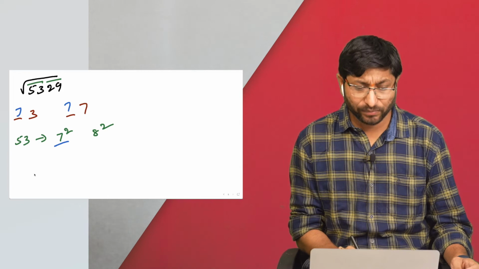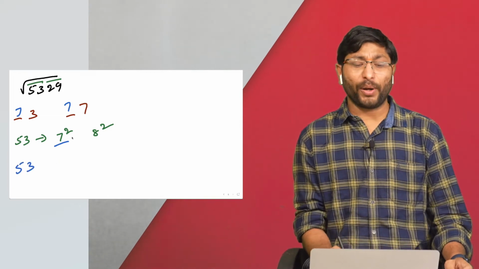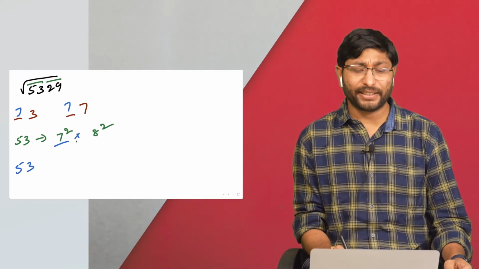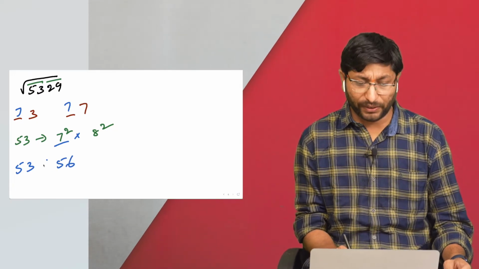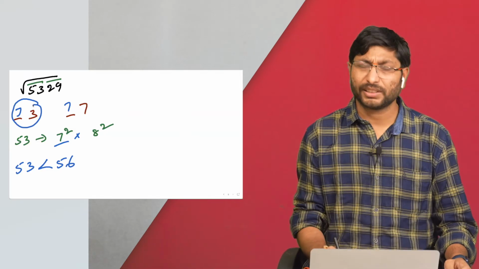How to identify? 53, 7 into 8. 7 multiplied with 8 is 56. So 53 and 56. 53 is less than 56. So the answer can be 73.